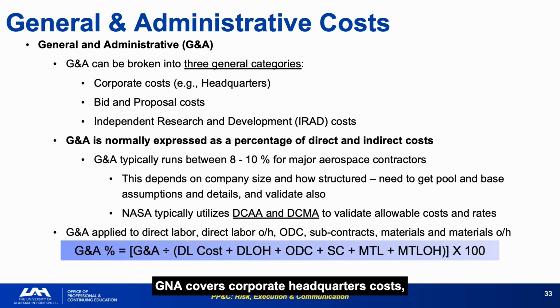G&A covers corporate headquarters costs, bid and proposal costs, and independent research and development, expressed as a percentage of all direct and indirect costs, and typically running 8 to 10% for major aerospace contractors. G&A is probably the cost category most open to scrutiny and variability between companies. DCA and DCMA exist specifically to validate that G&A charges are allowable under government contracting rules.